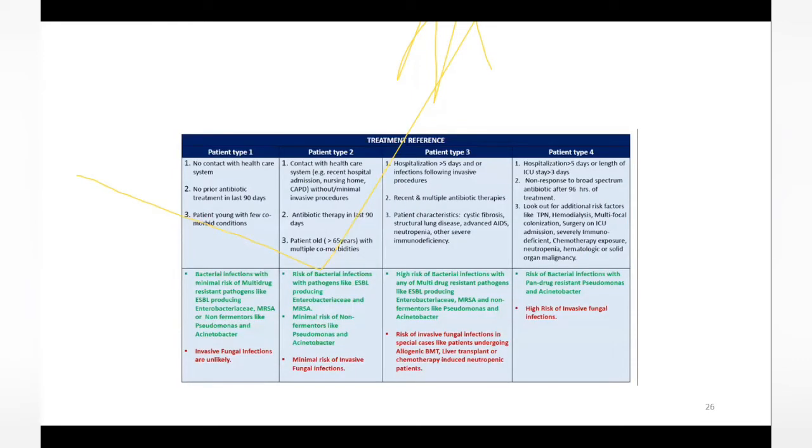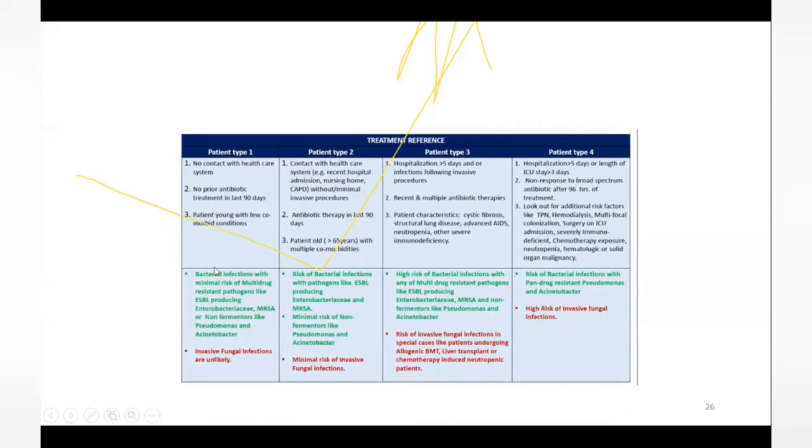The risk stratification of the patient can be done into 4 groups, considering these 3 factors. Patient type 1. Now, for each of these groups of patients, we have an antimicrobial policy accordingly. The type 1 group of patients includes no contact with the healthcare system or no prior antibiotic treatment in the last 90 days, and the patient is young with few comorbid conditions.